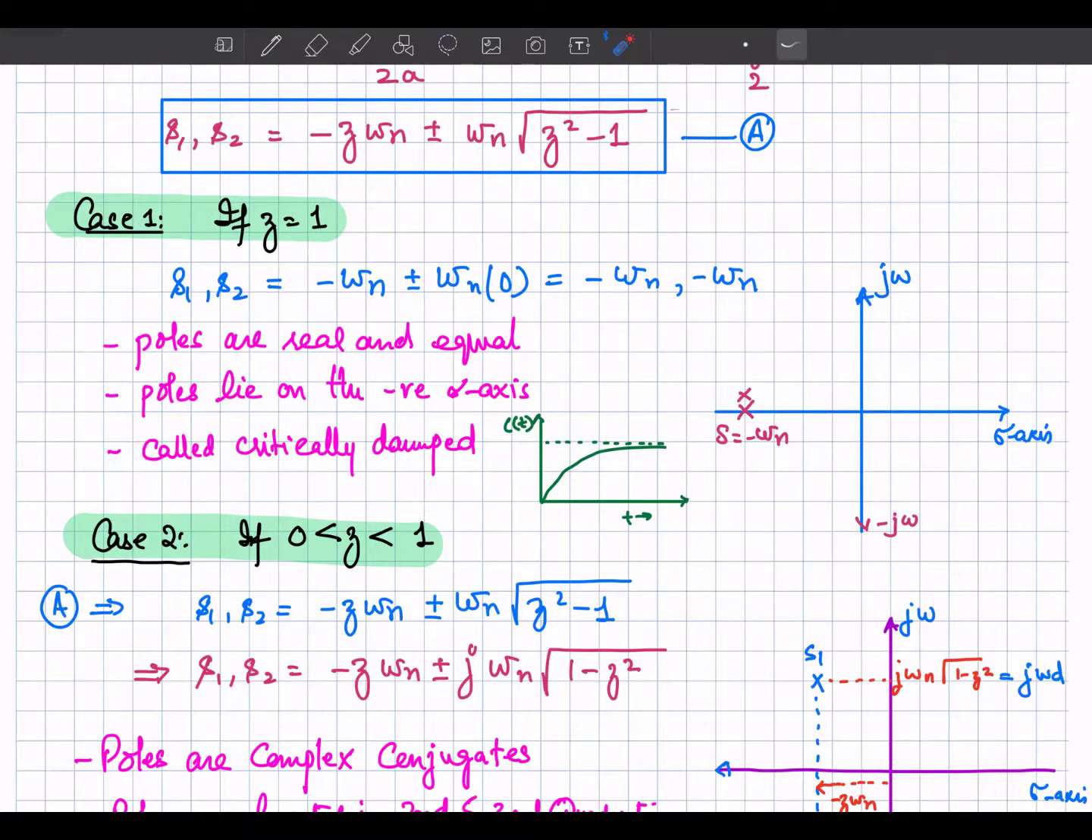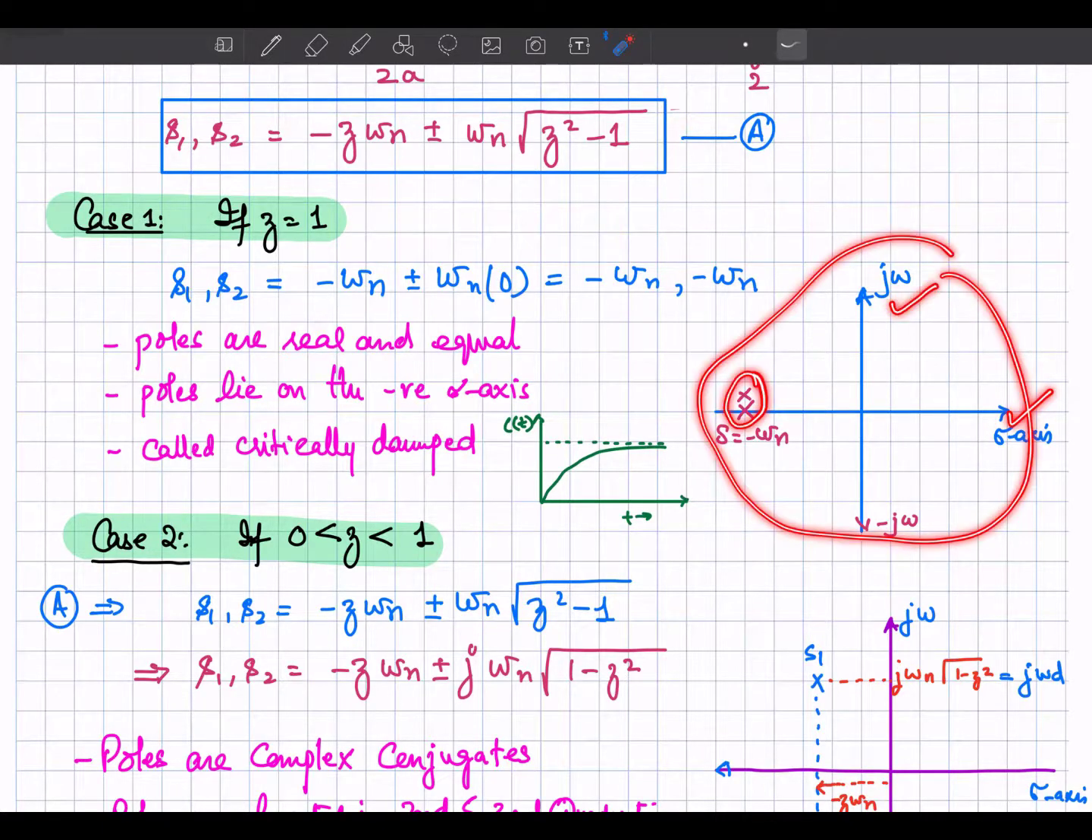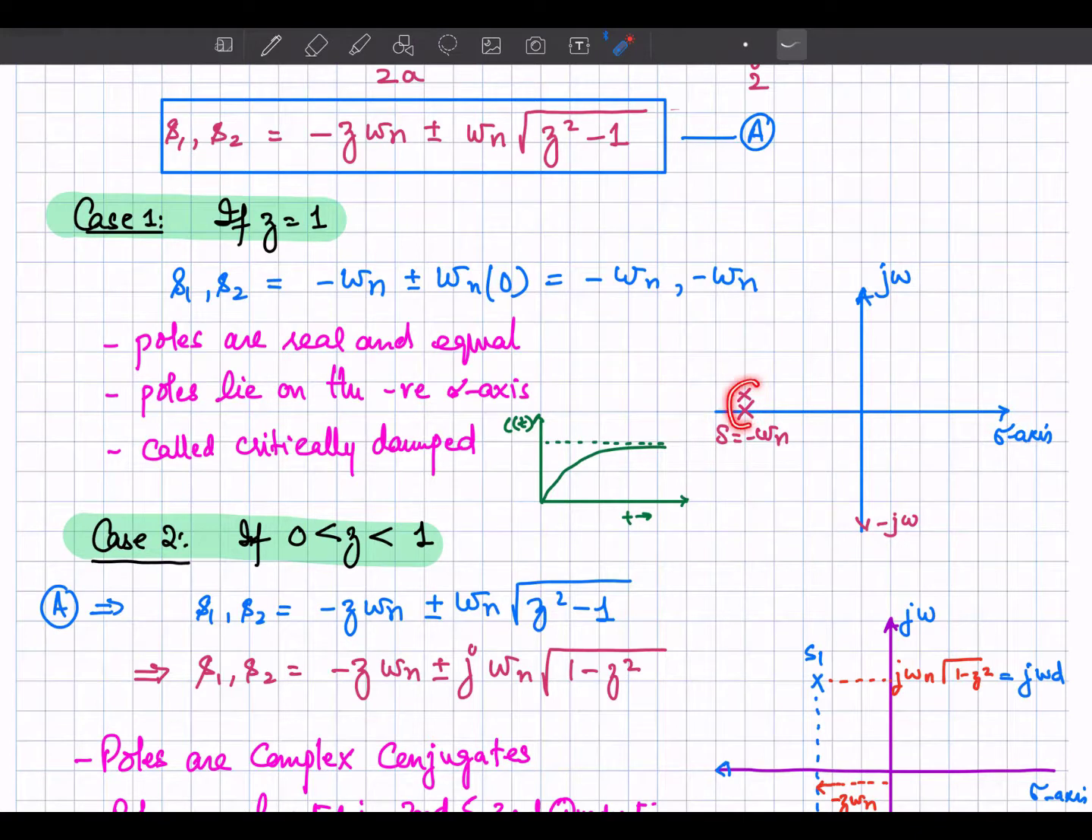So both the poles are at the same position, that you can see over here in this pole-zero map. This is the real axis, this is the imaginary axis, and both of the poles are at minus omega_n. So poles are real and they are equal, they are at the same position, and they lie on the negative real axis, the minus sigma axis.